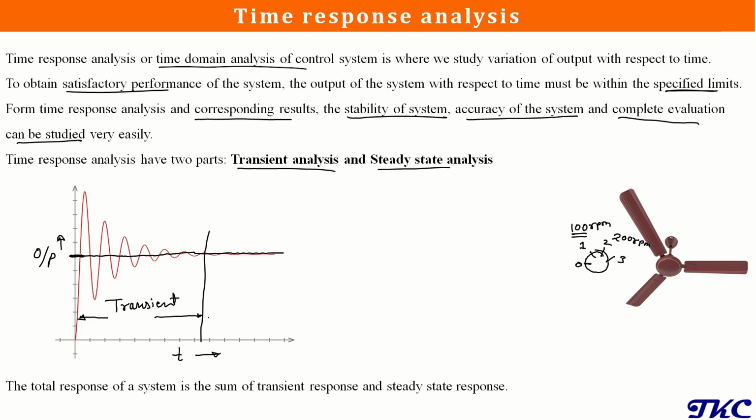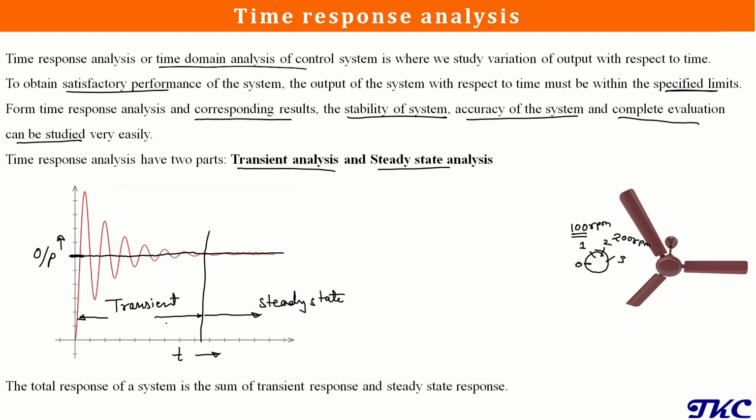Later on the system is going to stabilize near the desired value or desired output. That phase is called the steady state phase. So this phase on the right hand side is called the steady state phase, where the system is going to have a stable value of the output.